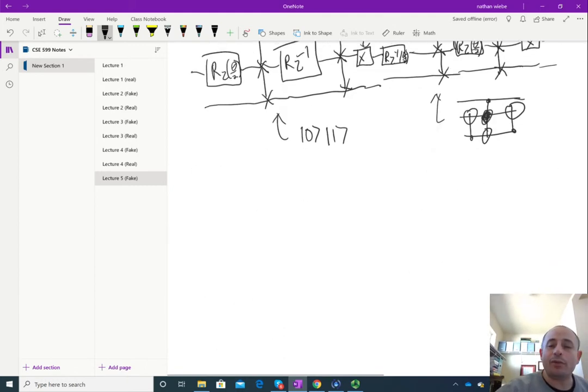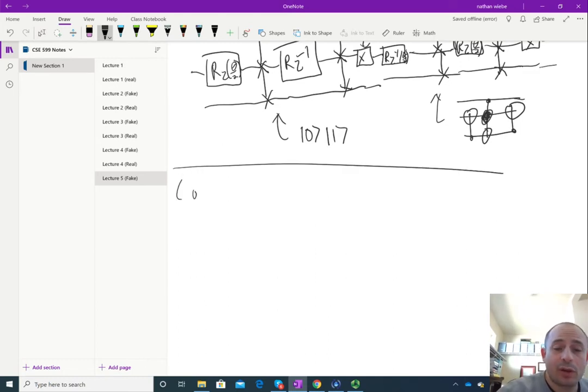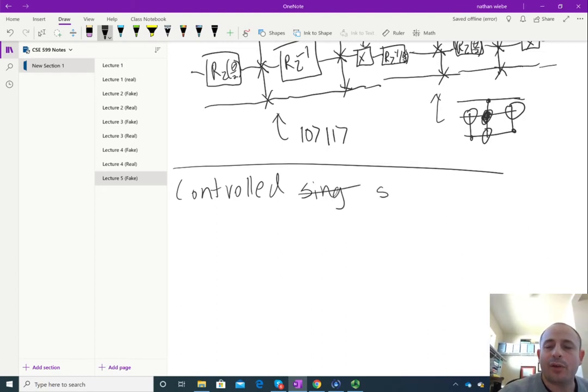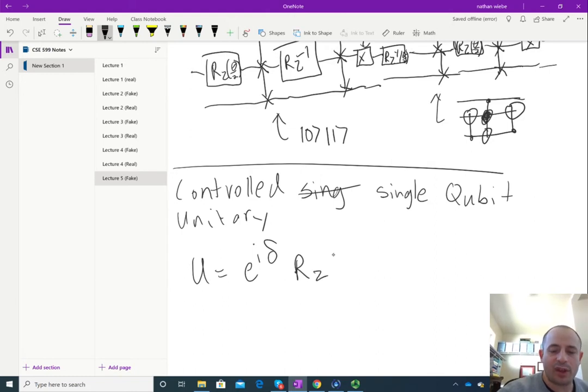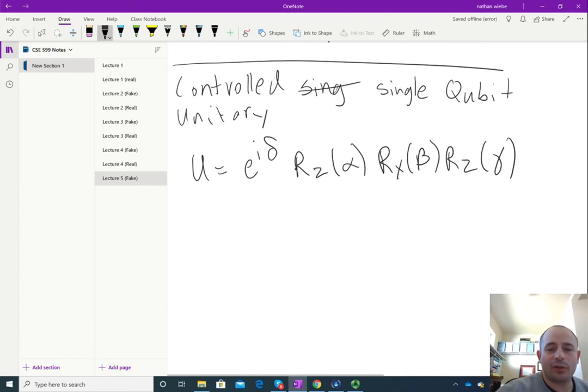Now, if we want to do a controlled single qubit unitary, which is the natural first generalization that we're going to consider for the previous case, what we need to do is replace the standard unitary decomposition, which again is e to the i delta Rz of alpha, Rx of beta, Rz of gamma, with the following circuit.